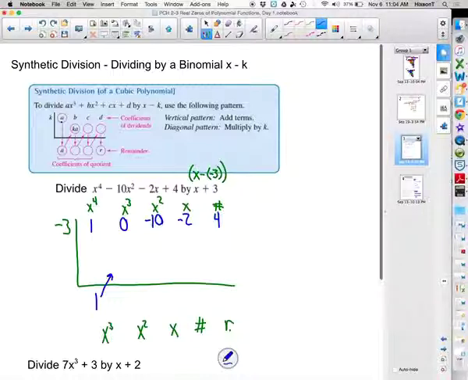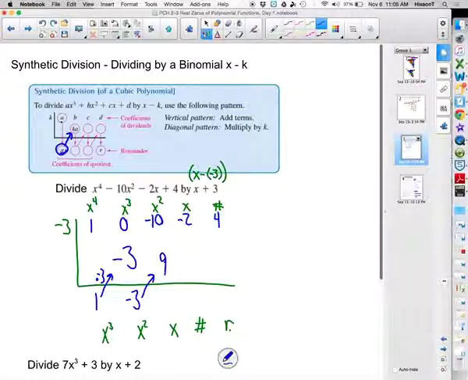Notice here it says a is here. This is k times a. Alright? So that's where we're multiplying over. So times a negative 3. 1 times negative 3 is negative 3. Okay? So we added down, we multiplied over. So now we're going to add down. 0 plus negative 3 is negative 3. And then we multiply over. So times a negative 3 is a positive 9.